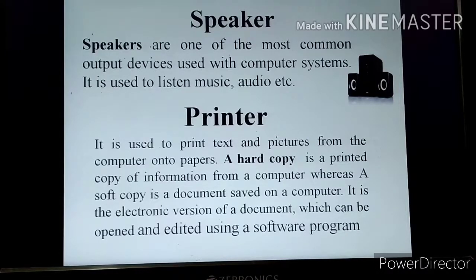When you take a print on paper, this is known as a hard copy because you can feel and touch this copy, right? Whereas a soft copy is a document saved on a computer. Soft copy is an electronic format of information. You can just see, you cannot touch the soft copy, right? Soft copy is the electronic version of a document which can be opened and edited using a software program.